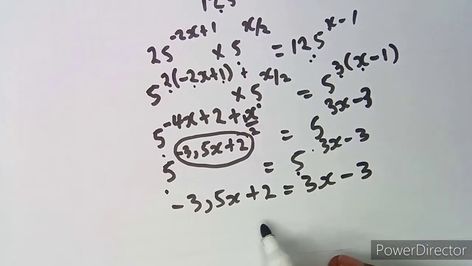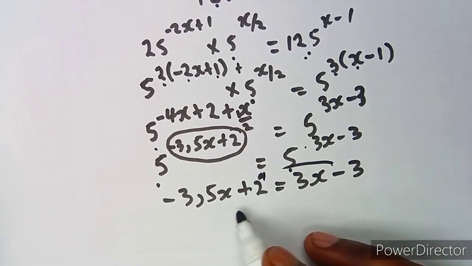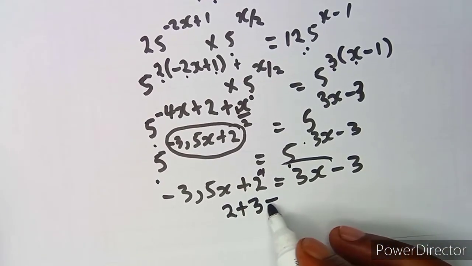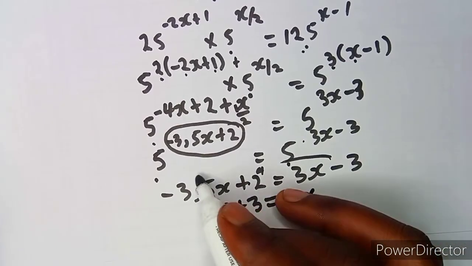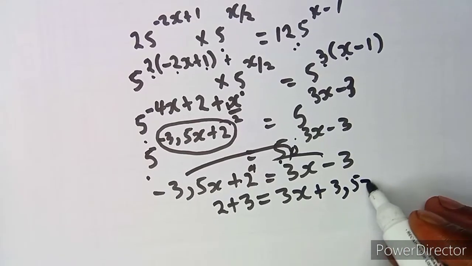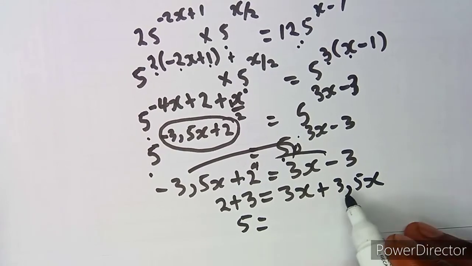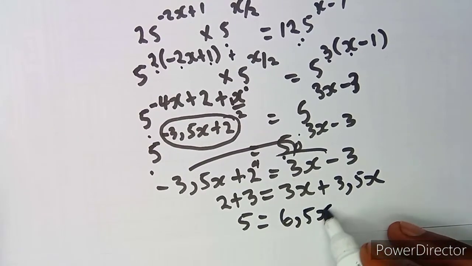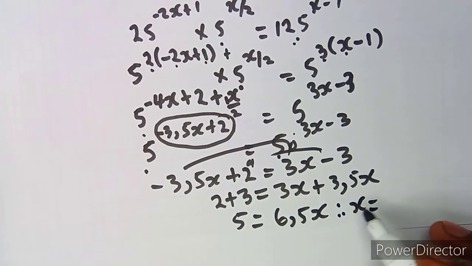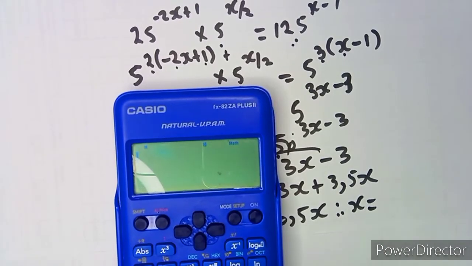So now we can solve the equation whatever way. We can take the 3 to the left hand side so that it becomes positive: 2 plus 3, which is equivalent to 3x plus 3,5x, taking the 3,5x to the right hand side. So we add and simplify. This is going to give us 5 from your calculator, equal to 6,5x. Therefore x is going to be 5 divided by 6,5, which is 10 over 13.